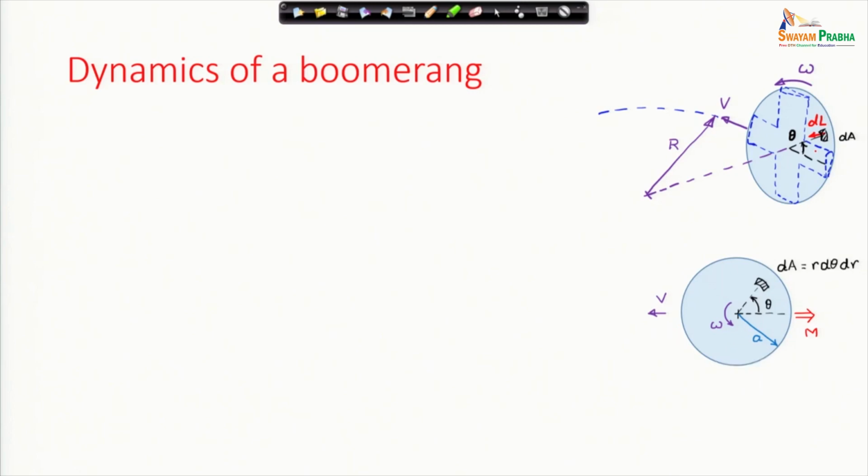So, this is the face-on view of the boomerang. I have considered a little element, the area is r d theta dr at an angle theta from the horizontal. This horizontal is the direction of the moment, which is fixed to the boomerang. The little lift that this element generates is 1/2 rho u square C L dA. This is a very standard expression of lift force: 1/2 rho times the velocity of the element squared, times the lift coefficient. C L is known as the coefficient of lift.